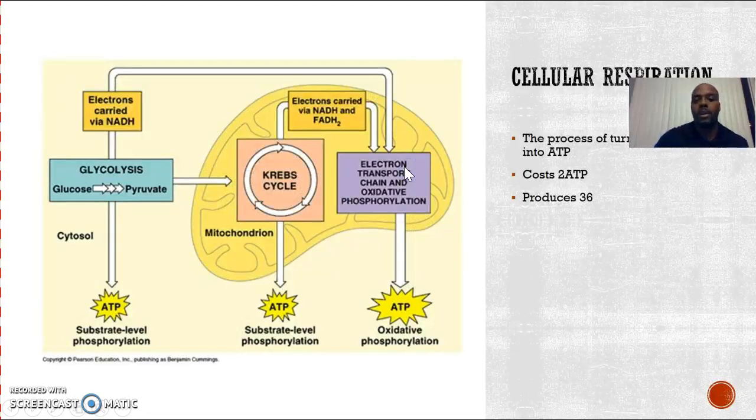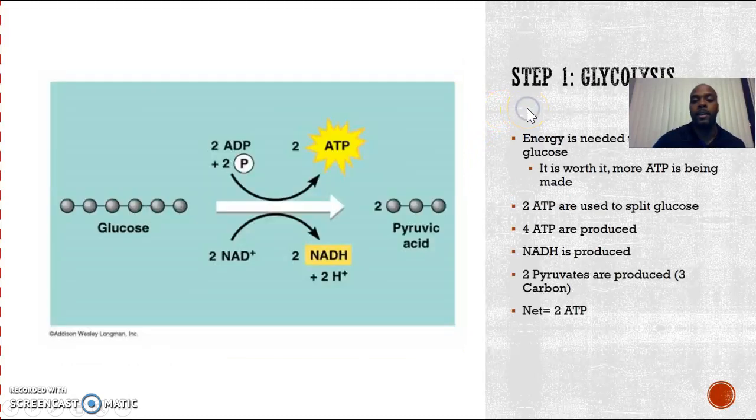One of the ways is through cellular respiration. It's basically the process of turning glucose into ATP. It actually costs 2 ATP to do, but produces 36 in the long run. So definitely worth it. There's a few steps here. Step 1 is glycolysis. The energy is needed to break down the glucose. And so again, like I said, it's definitely worth it because more ATP is going to be made.